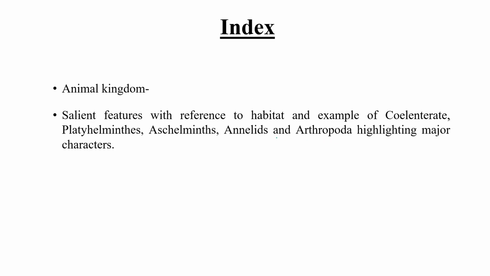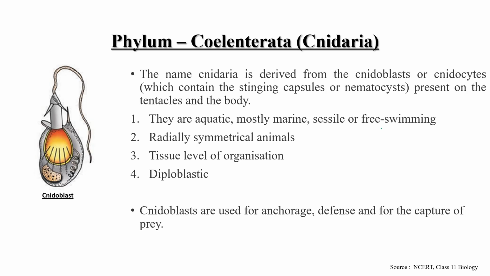In this particular video lecture, we are mainly discussing the animal kingdom, and in the animal kingdom we are mainly discussing phyla like Coelenterata, Platyhelminthes, Aschelminthes, Annelida and Arthropoda. So the first one is Coelenterata or Cnidaria.